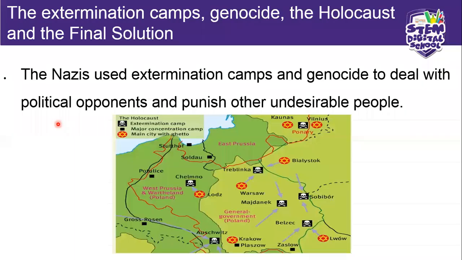Here we see the extermination camps that were there in Germany at that time. What was called the Holocaust. The Nazis used extermination camps and genocide to deal with political opponents and punish other undesirable people. Okay.